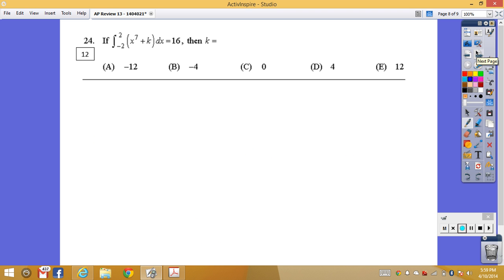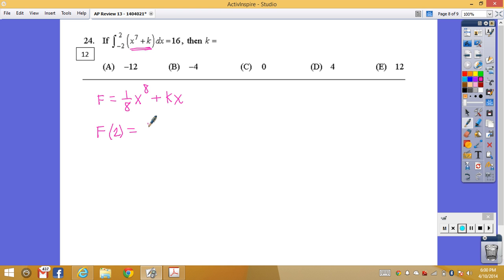Number 12. So there's a k oddly stuck inside of my antiderivative, or sorry, my integral. So I don't know exactly how to do the problem, so I'm just going to start out with finding the antiderivative of this guy. So that'd be 1/8 x to the 8th plus, if that's a constant, then the antiderivative would be with an x, 2.